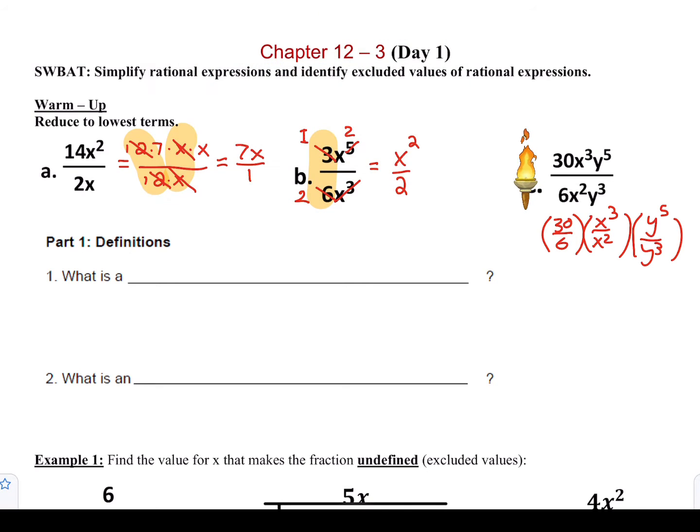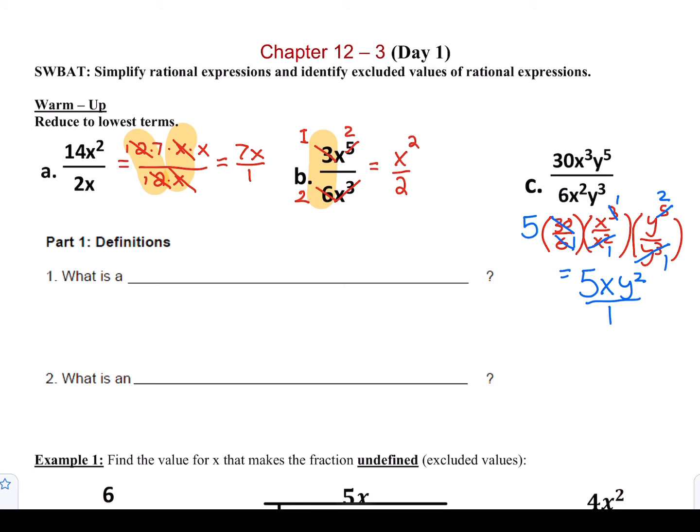So if we look at 30 over 6, we know that 6 divides into 30 5 times. X squared divides into x cubed, leaving us with 1 power of x left over. And y cubed divides into y to the 5th, leaving us with a power of 2. If you remember, you're just subtracting the exponents there. So ultimately, our answer is 5x to the 1st, y to the 2nd, all over 1, because anytime any of these canceled, we're really getting a 1 in place of them. So 5xy squared, or 5xy squared over 1.